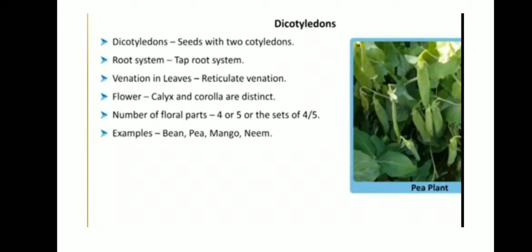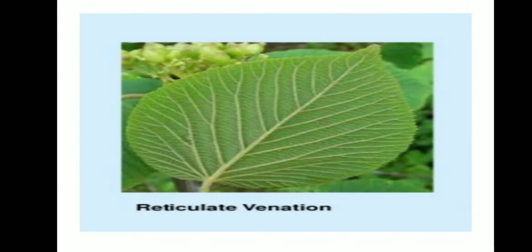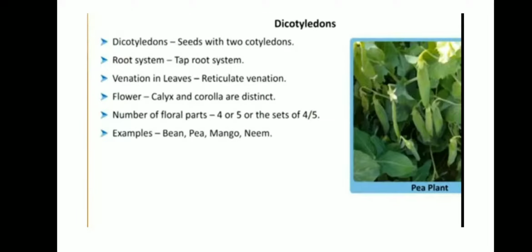All the dicotyledons have got taproot system and reticulate venation. In monocotyledon, we saw parallel venation is present in the leaf, isn't it? So here in dicotyledon, reticulate venation. Here the venations are not parallel to each other. You can see veins are moving in different directions, so we can say it is reticulate venation. So all dicotyledons have got reticulate venation.